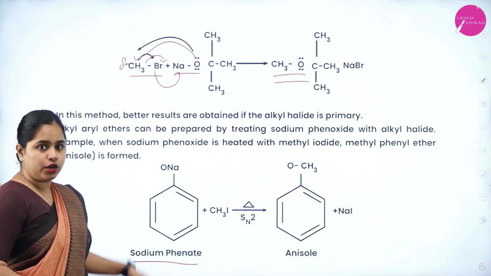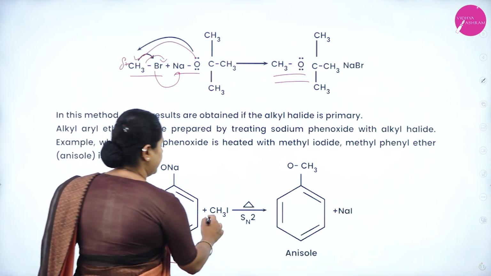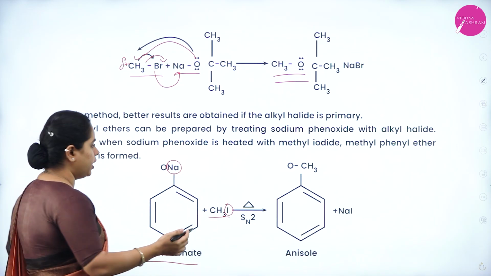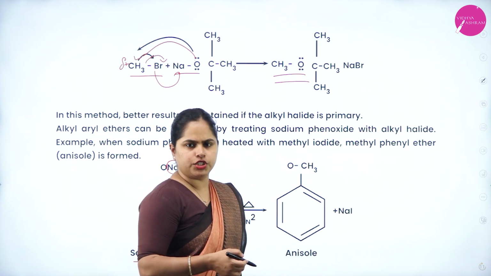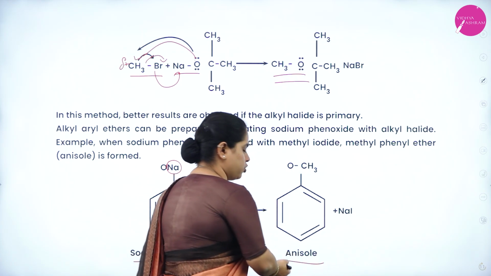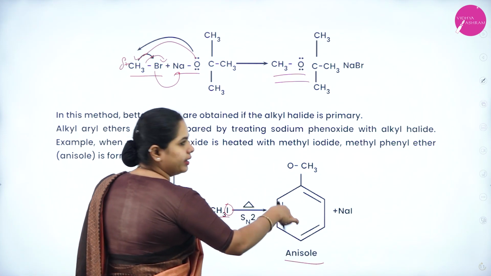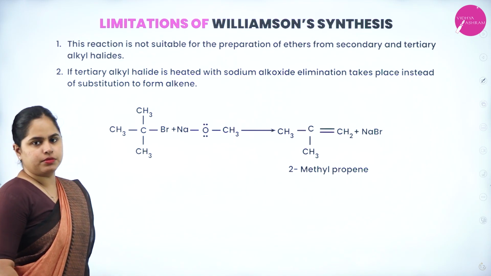Now we are taking a phenoxide and an alkyl halide, not aryl halide, alkyl halide we are taking. So now what happens is sodium and iodide will form sodium iodide. So the CH3 will come here. So you will get benzene on which you have OCH3. Now what is this called? This is anisole, right? Okay. So in this way also an alkyl aryl ether can be formed. Clear? Now, the limitations of Williamson synthesis.